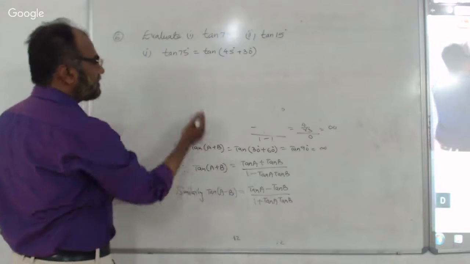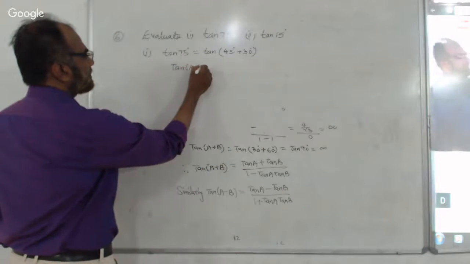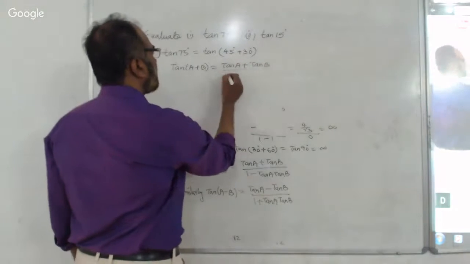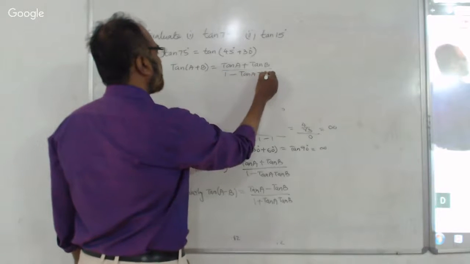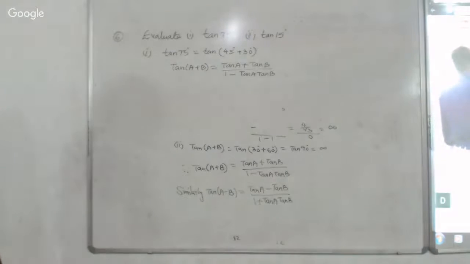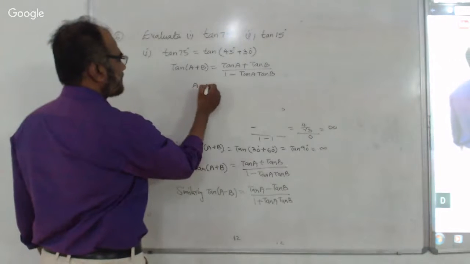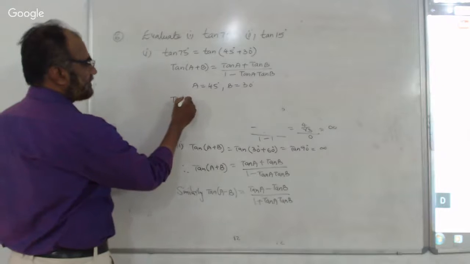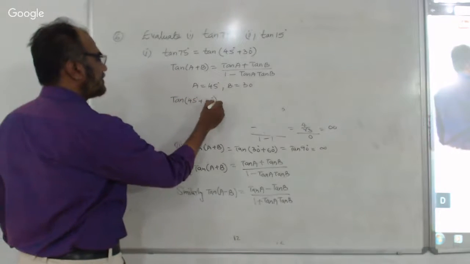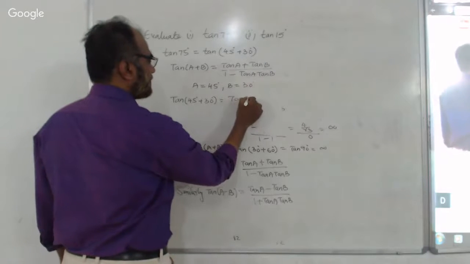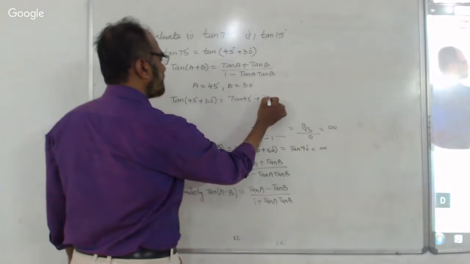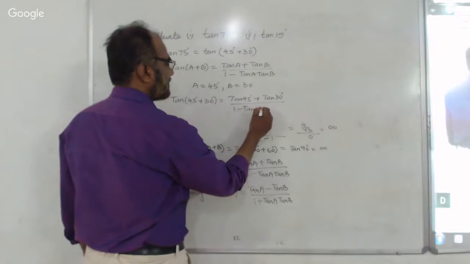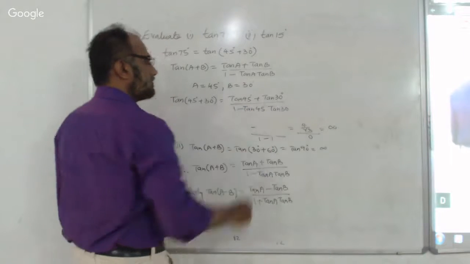Already we have the result: tan of A plus B is tan A plus tan B by 1 minus tan A tan B. Now A is 45, B is 30. So tan of 45 plus 30 is equal to tan 45 plus tan 30 by 1 minus tan 45 tan 30.